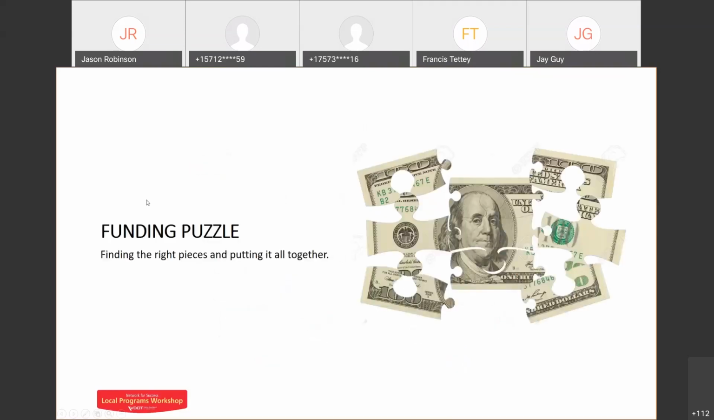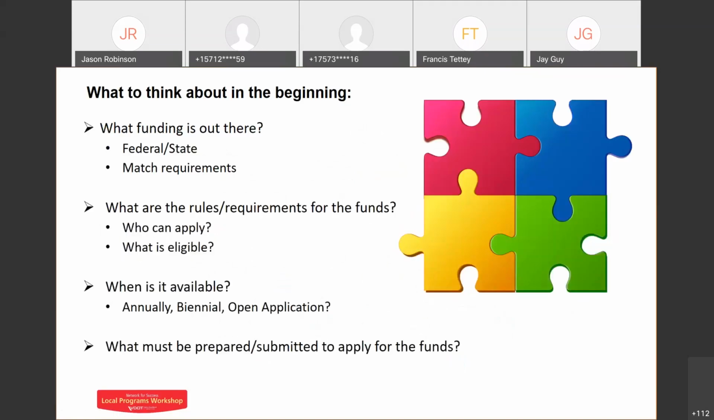So we'll jump into the funding puzzle, finding the right pieces and putting it all together. As we move through the day, when you have a project that you want to try to fund, or multiple projects, and you're trying to consider how to do that, there's some key questions you need to ask yourself. What funding is out there? Is there federal money, state money? Is there any match requirements? What do you need to budget at the locality for those things?